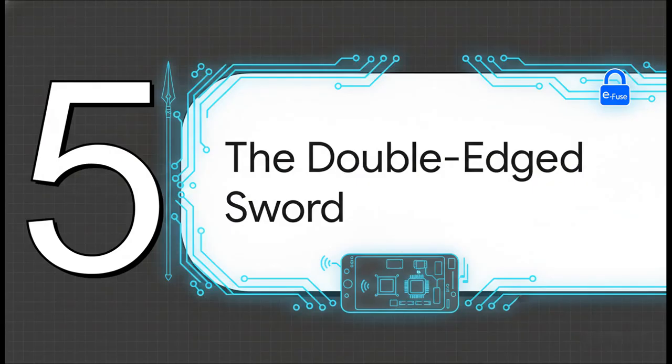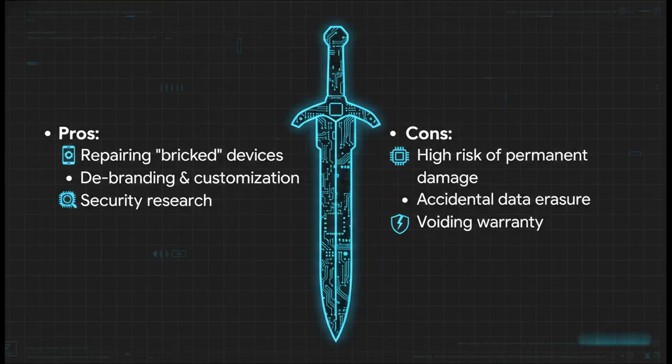So all of this, Odin, download mode, the E-fuse, it paints a picture of a system that's both incredibly powerful and incredibly risky. It's a true double-edged sword for anyone who uses it. On one hand, this level of access is an absolute lifesaver. It lets you rescue a phone that's stuck in a boot loop, you can remove all that carrier bloatware, or even do deep forensic analysis.